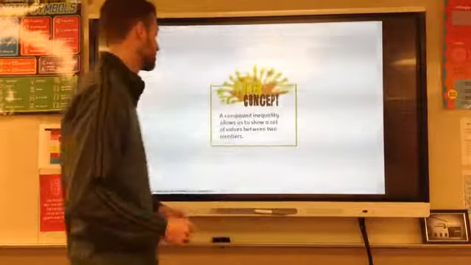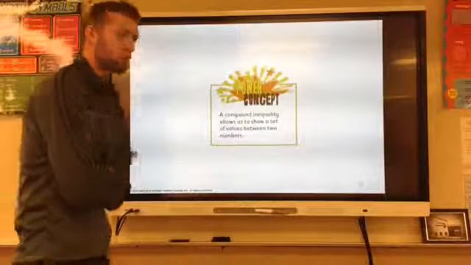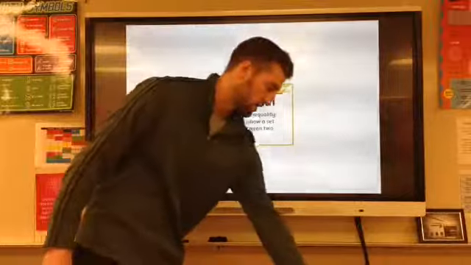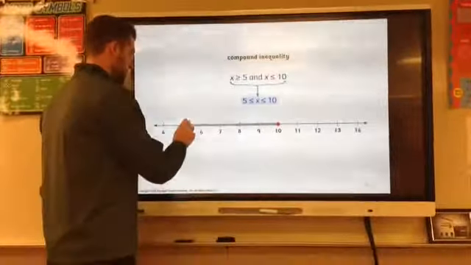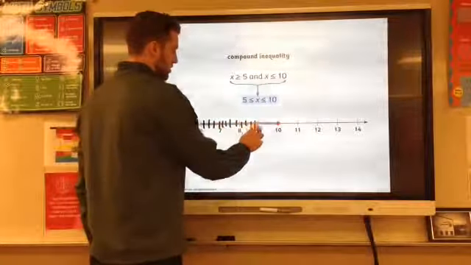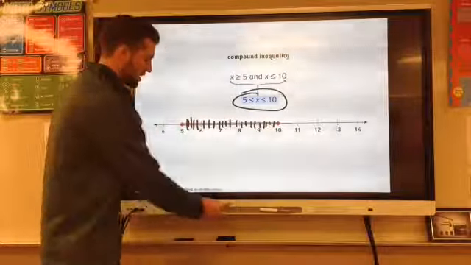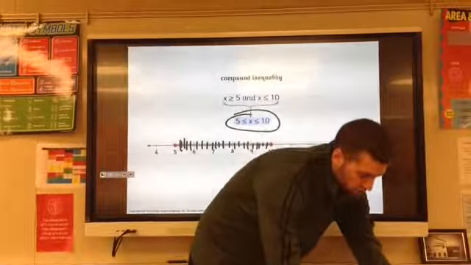So here's the concept for today. A compound inequality allows us to show a set of values between two numbers. We talked about that. Any possible value could be anything in here. Any number you choose in here could be a possible value for x because it satisfies this condition. What I'm going to do now is show you some examples of how this actually works in the real world.